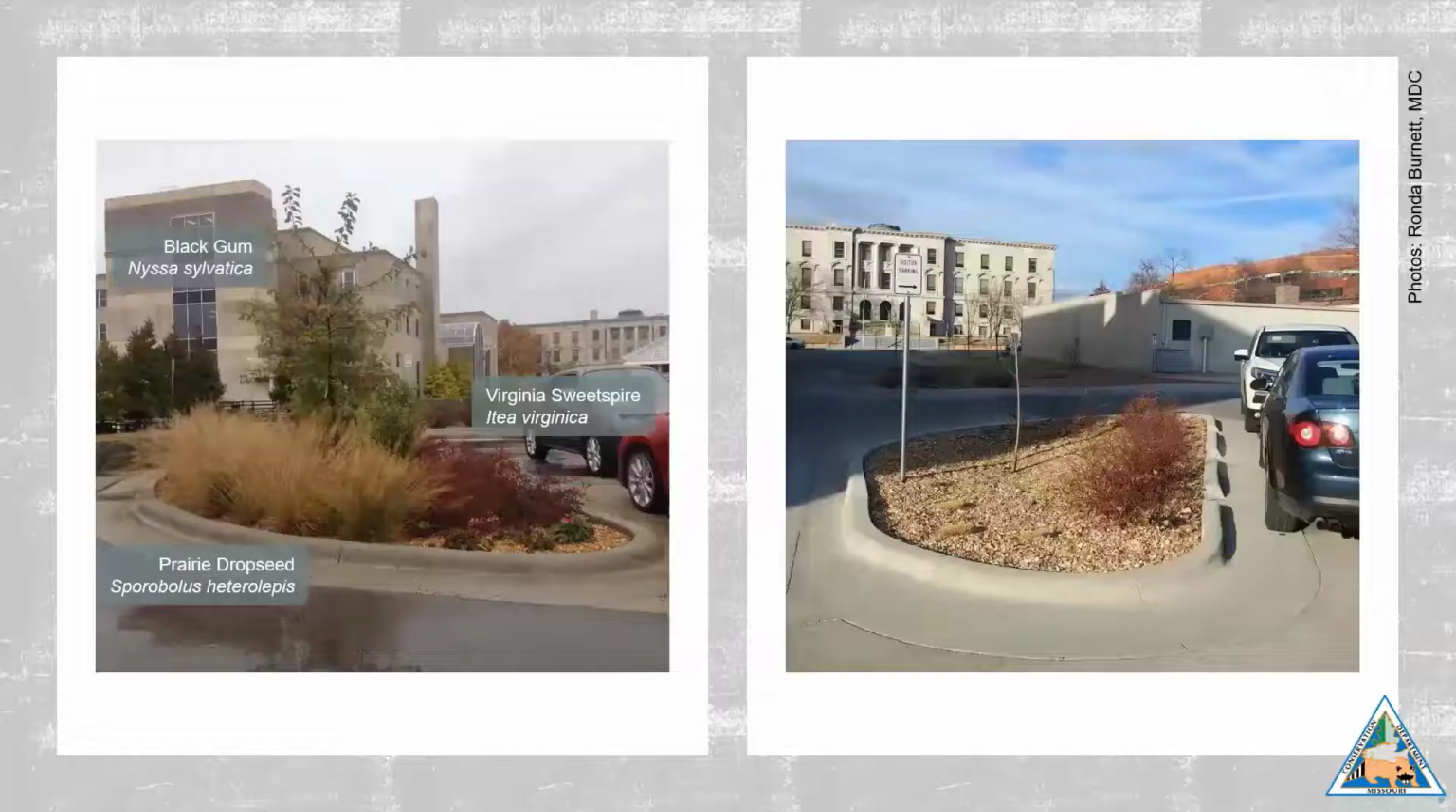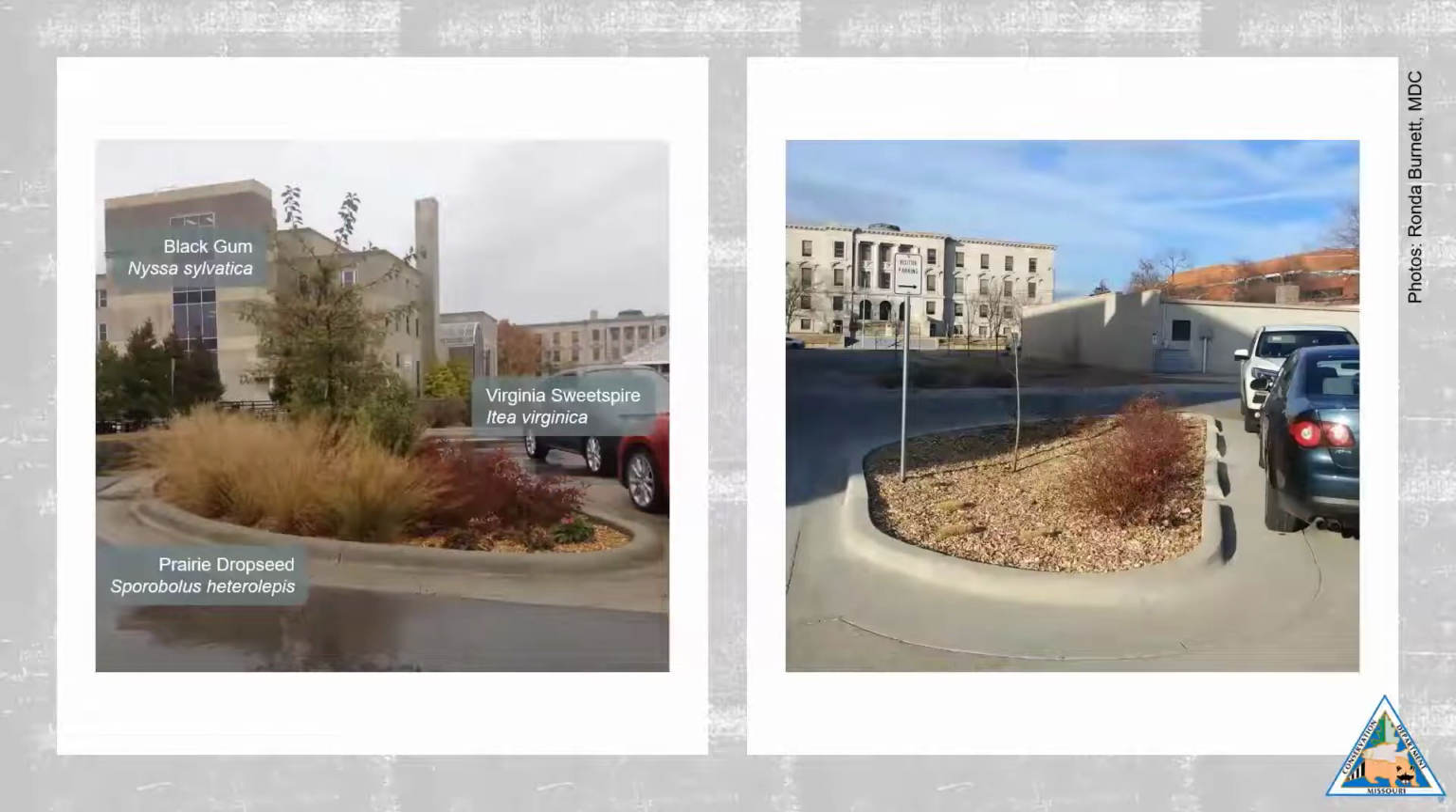In thinking about dormant season maintenance needs, these are two photographs of the same infiltration bed located in a parking lot in Springfield, Missouri. On the left, it's during the fall. We can see the seed heads of the prairie dropseed and the beautiful fall color of the Virginia sweetspire shrub next to it. Then in the background, there's a black gum, which will also have some beautiful fall color a little bit later in the season.